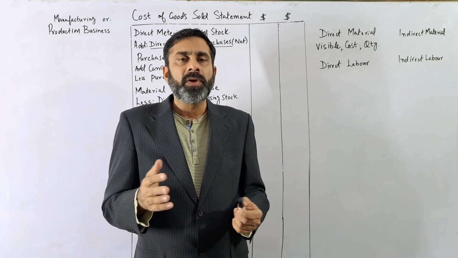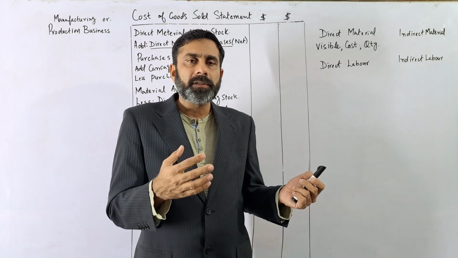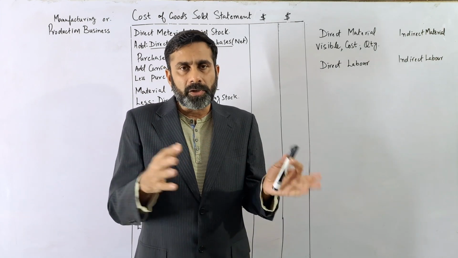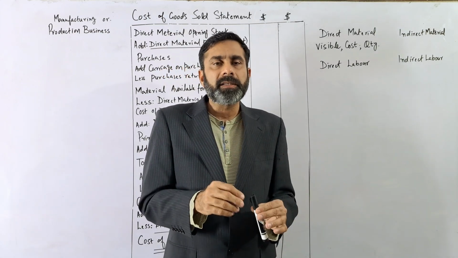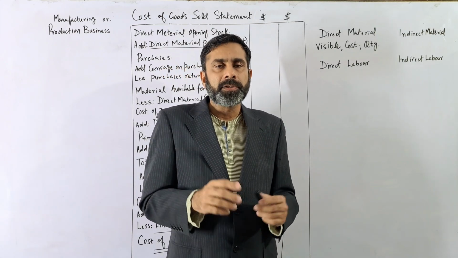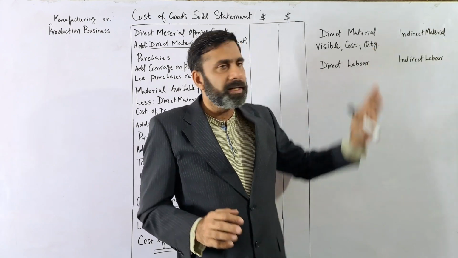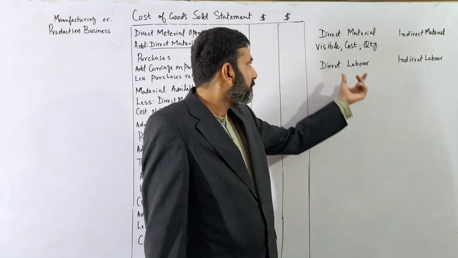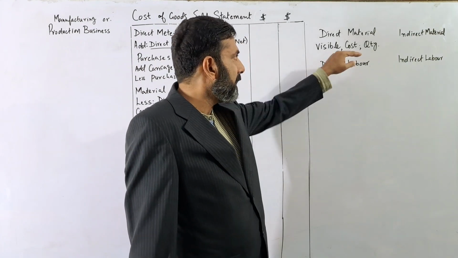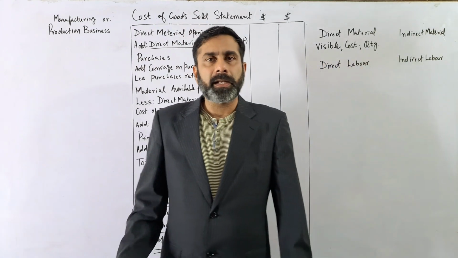For example, in a cotton shirt, the cotton is the main raw material, but there are some other materials, and those will be considered as the indirect material. So I hope you have understood the concept of the direct material and the indirect material.